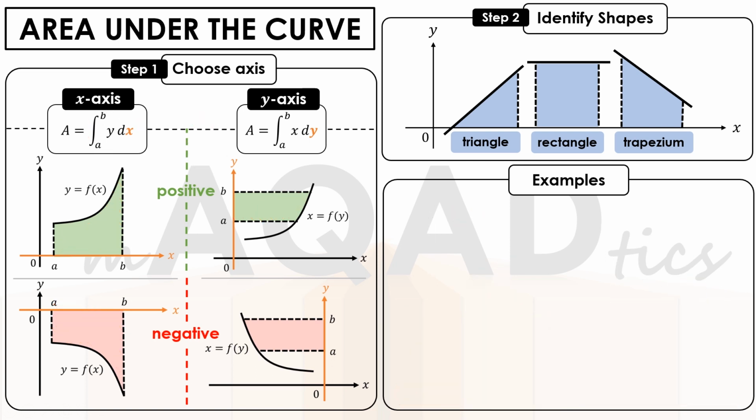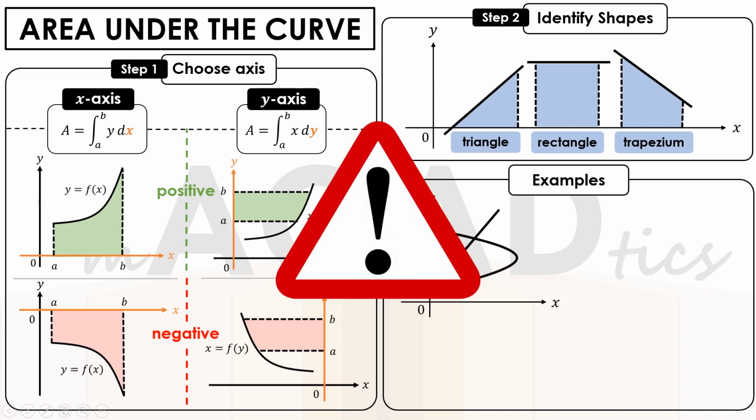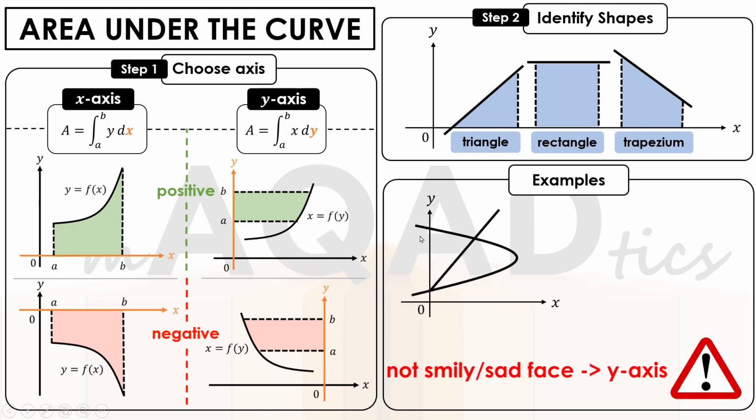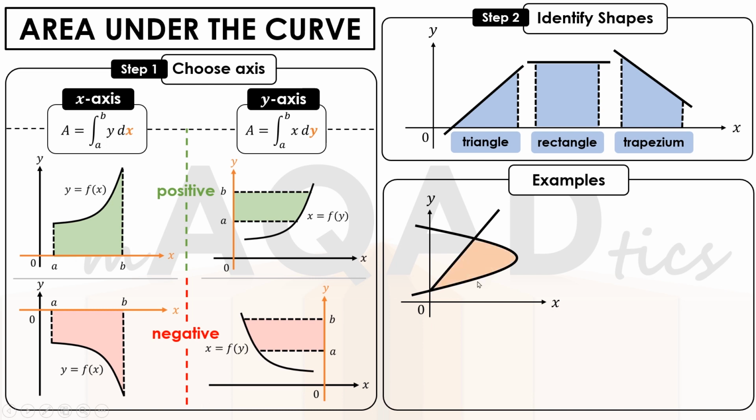So the next example is here we have a curve and a straight line, but this curve is not a smiley face or a sad face. So this is a hint that we should use the y-axis method. This is the area of the shaded region. We are using the y-axis. To find our starting point, this is our starting point. The end point would be here for our area.